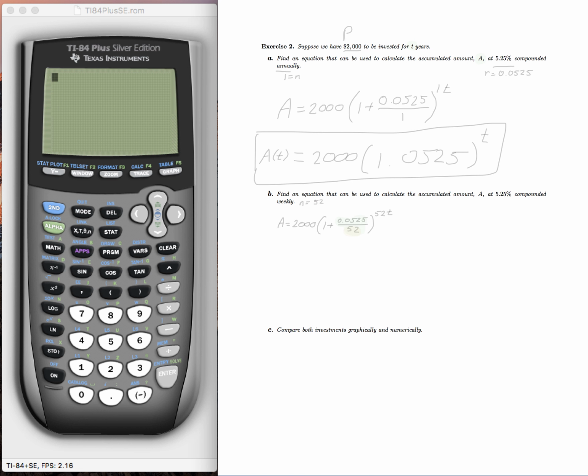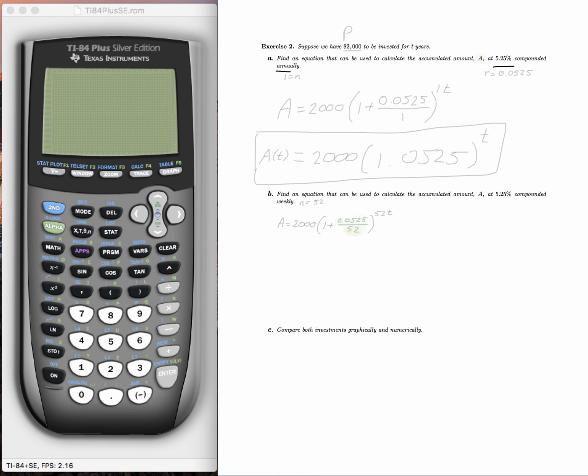Now in the previous exercise, we looked at a concrete timeline for these two investments in terms of comparing them. Well, let's imagine that we just have $2,000 and we're going to invest it for an unknown number of years. We'll say T years. We want to set up an equation that could be used to calculate the accumulated amount A if we invest at 5.25% compounded annually.